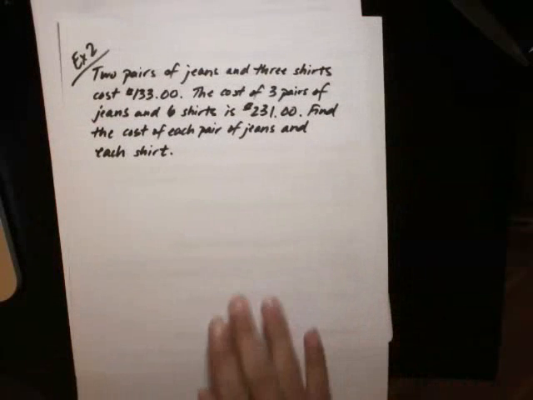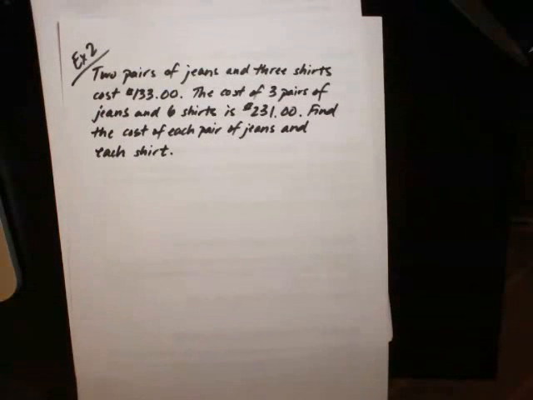Example number 2. 2 pairs of jeans and 3 shirts cost $133. The cost of 3 pairs of jeans and 6 shirts is $231. Find the cost of each pair of jeans and each shirt. What we'd like to do here again is set up your 2 equations. I'm going to pause here to see if you can set up the equations yourself first.